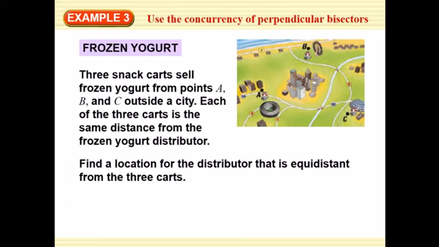Alright, so example 3, frozen yogurt. 3 snack carts sell frozen yogurts at points A, B, and C outside of the city. Each of the 3 carts is the same distance. It's saying that it's the same distance. So this is congruent to this, is congruent to this. Find the location for the distributor that is equidistant from the 3 carts.